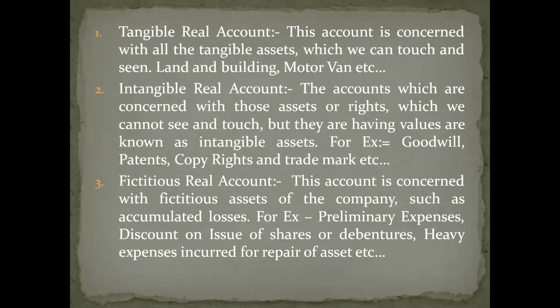That kind of properties are called as what? They are called as intangible properties. Understood? So it may be goodwill, that is reputation of the firm. It may be trademark, it may be copyright, it may be patents, it may be geographical indications, etc.